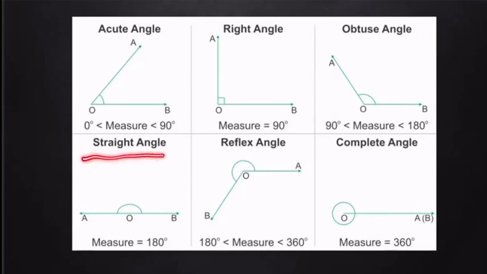So now we have a straight angle which measures 180. So that's why obtuse angle is less than 180, because the straight angle is 180 degrees, which is a straight line. A reflex angle measures greater than 180 but less than 360 degrees. So that's a reflex angle. And a complete angle has a measure of 360. In other words, a complete angle is also known as a circle.